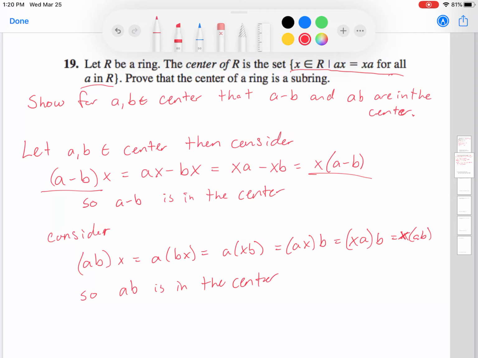So we've shown the things that we need to show in order to say that this is a subring. So we can say, therefore, by theorem, let's see, we used theorem 12.3, the center is a subring.